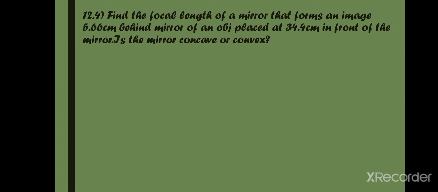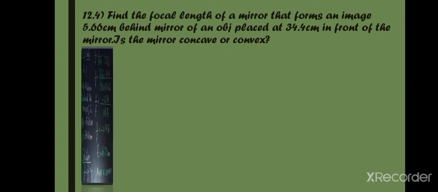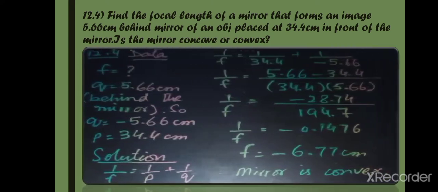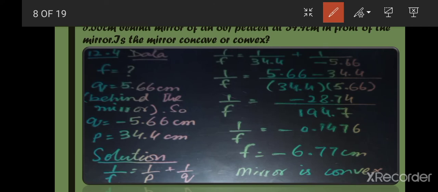So you have to find out, I think you can guess which mirror it will be from the statement, as it is given that it forms an image behind the mirror. Yes, keep on guessing while solving the numerical. Here is the data. F is required, q is given 5.66 centimeter behind the mirror, so you have to write minus 5.66. It is very important to remember all the sign conventions, otherwise you cannot solve these numericals correctly. q equals minus 5.66 centimeter.